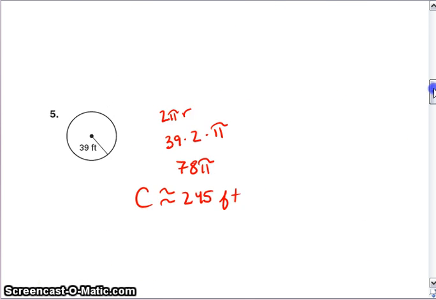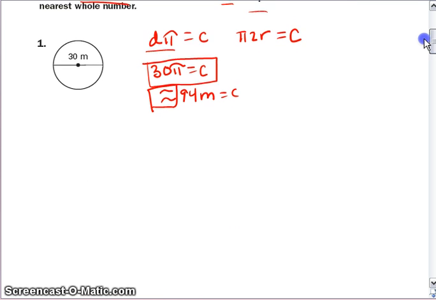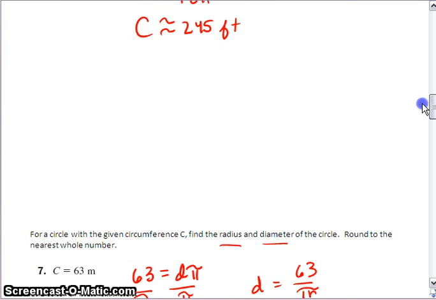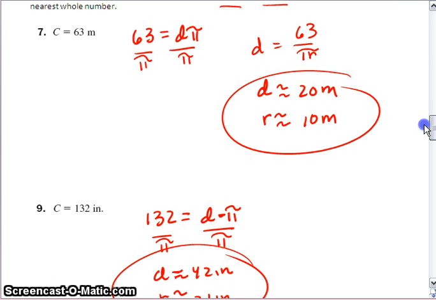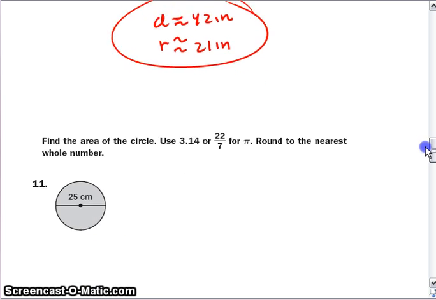So we can find the circumference by finding diameter times pi or 2 radius times pi, or we can find our diameter and radius when we start with our circumference by dividing by pi.